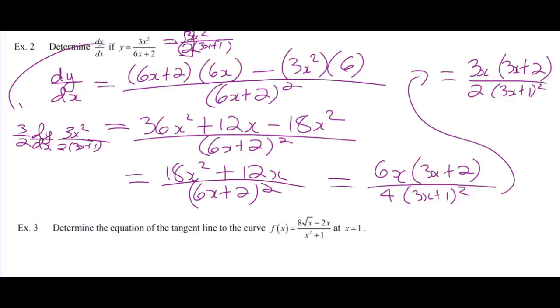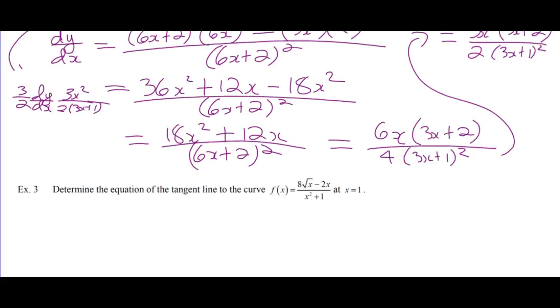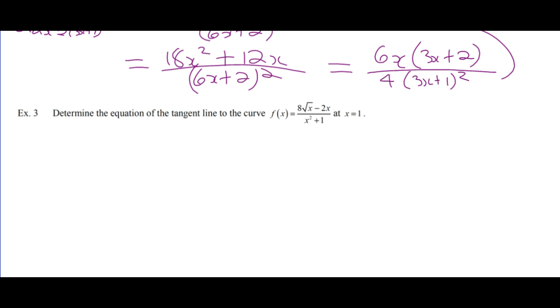Okay, example 3. So we're going to approach this from two points of view, right? One is, let's just answer the question. Determine the equation of the tangent line to the curve f of x equals 8 root x minus 2x over x squared plus 1 at x equals 1. And then we'll come back to it later and do the general derivative of this. But first, let's just answer the question. Knowing that we're going to substitute in a 1, we don't have to go into a big simplification process. We could just lay this out and then substitute the 1 in and get our answer, the equation of the tangent line.